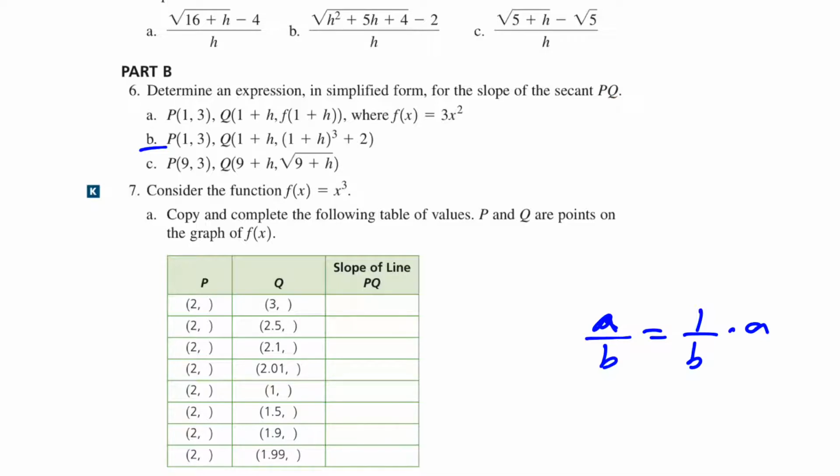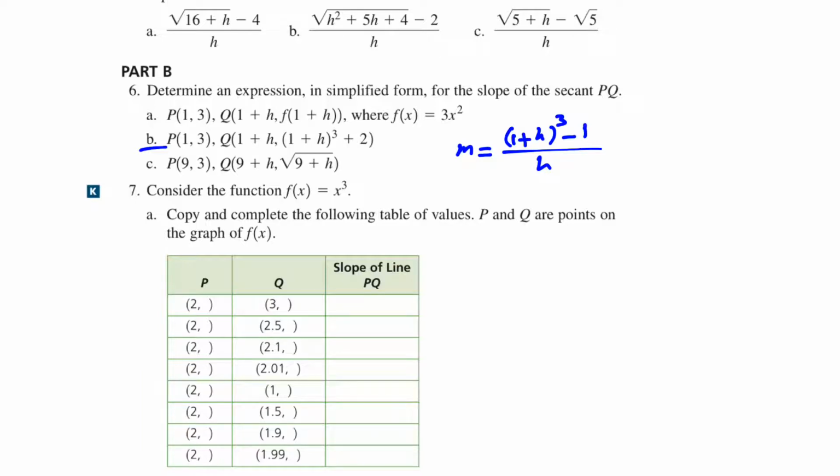(y2 - y1) divided by (x2 - x1) is the slope of the line. So ((1 + h)^3 + 2 - 3) divided by (1 + h - 1).